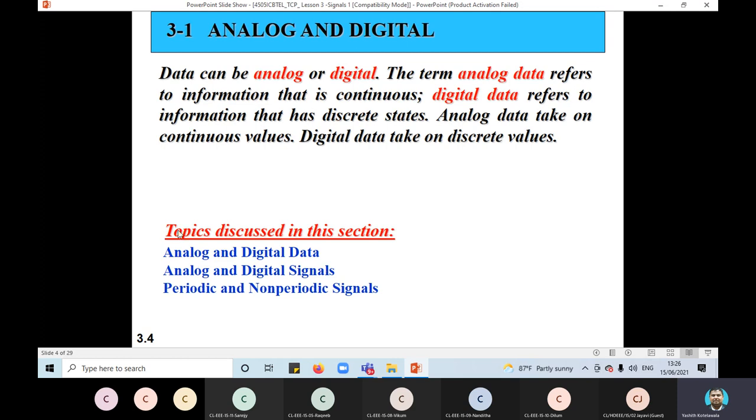Topics discussed in this section: analog and digital data. First of all, we'll be understanding what is analog and what is analog information, then digital and digital information. Then analog and digital signals. When it comes to signaling, what sort of signals we have and how these signals behave. Then periodic and non-periodic signals, which for non-periodic you can also call aperiodic; that is another way of pronouncing or introducing it. Let's discuss what all these are later, point by point. These are the areas that we are going to cover in this section.